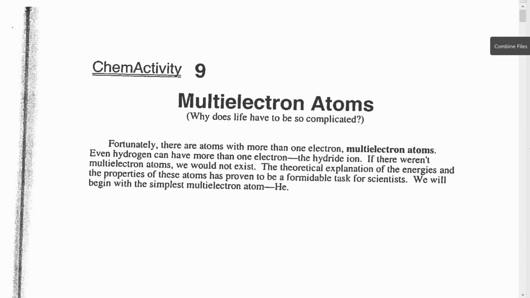When we look at the title here, it's multi-electron atoms, and the subheading, why does life have to be so complicated? The key point in this first paragraph that I want to draw your attention to is that the theoretical explanation of the energies and the properties of atoms where we have more than one electron is a formidable task for scientists. In fact, it cannot be solved exactly. The Schrödinger equation for multi-electron atoms can't be solved exactly.